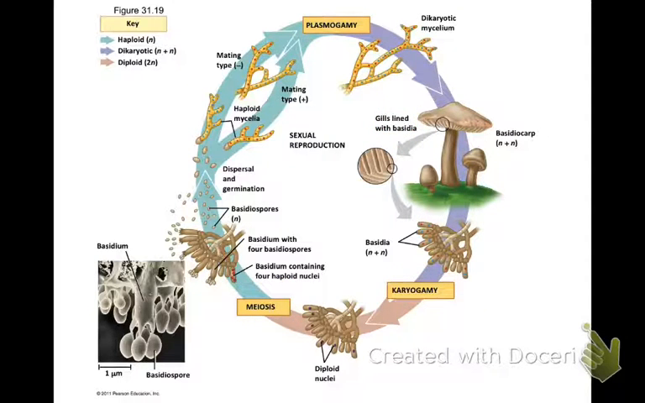So one thing I hope you've noticed, in each of these fungal life cycles, you have common themes. They all include plasmogamy, they all include karyogamy, and they all include meiosis. The only difference between them is the structure in which the karyogamy takes place.